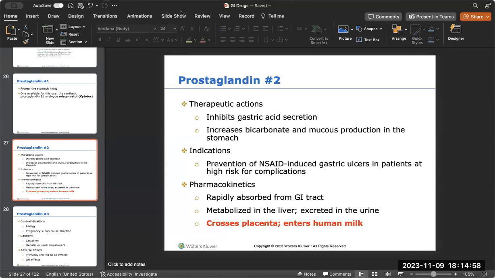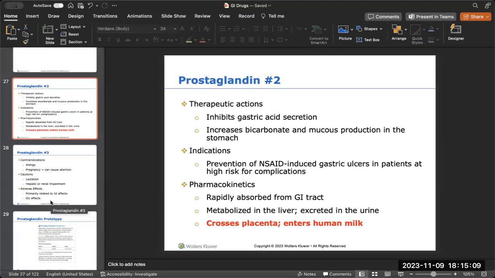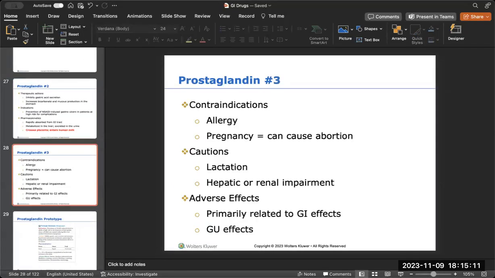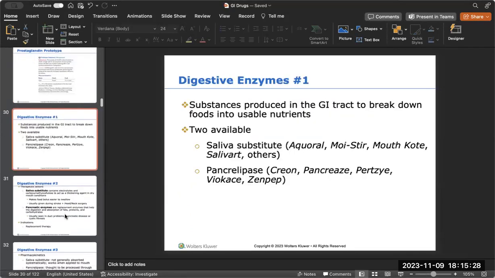But the most important point is that if you're giving misoprostol, you tell them to use barrier contraceptives. Do not get pregnant because it will cause an abortion or a miscarriage. That is the most important point when it comes to misoprostol, okay? Like I said, it does help with inhibiting gastric acid secretion like pretty much everything else, and it can help with gastric ulcers pretty much like everything else. But the most important point is that it has a problem with pregnancy because it can cause abortions and miscarriages. That's what I would know about this drug.